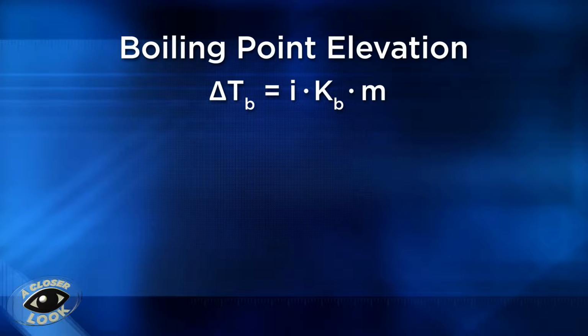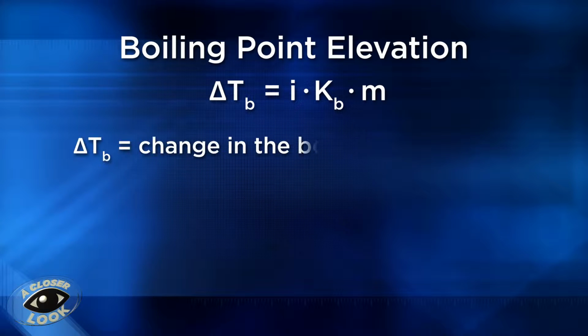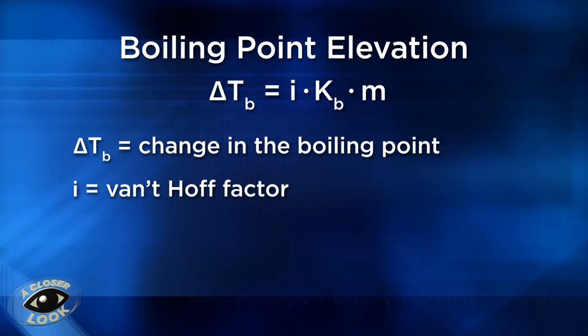This is the equation for doing colligative property calculations involving boiling point elevation for a solution. The delta T sub B stands for the change in the temperature. The subscript B tells you that we're referring to boiling point elevation, the number of degrees to which the boiling point is elevated. The i is the Van't Hoff factor, and it stands for the number of solute particles per mole of the substance that is being dissolved, the solute.